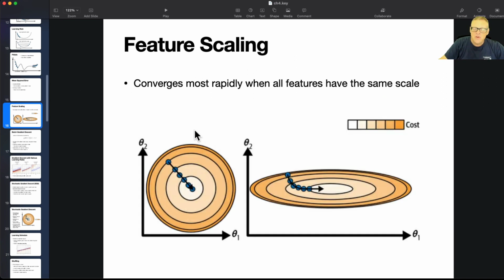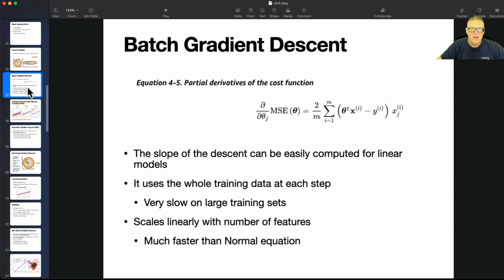Another issue is feature scaling. You'll get the best convergence when the slope is about the same in all directions. If one of your parameters is scaled wrong, like it's 10 times bigger than the others, so it's like this, then you can end up taking a longer time to get there, sliding down a weird curve. So it makes your model work better if you rescale the features so they all have about the same size.